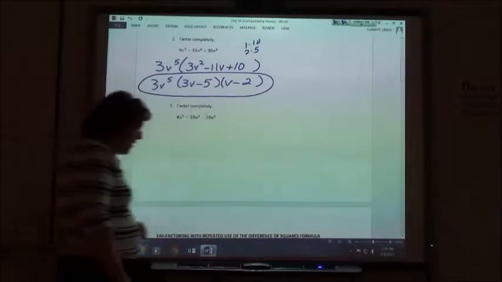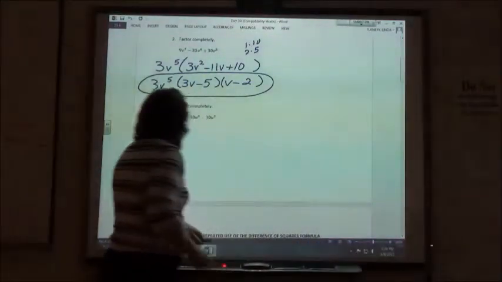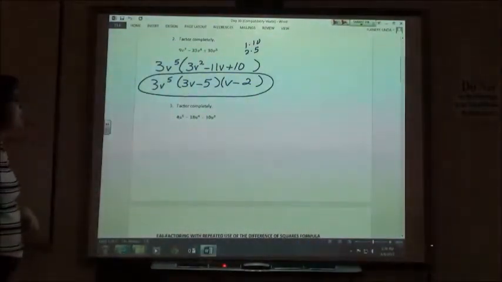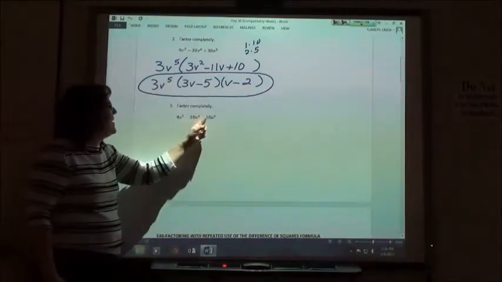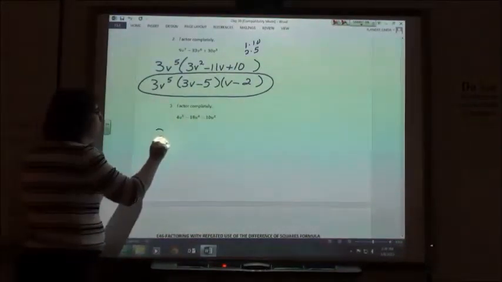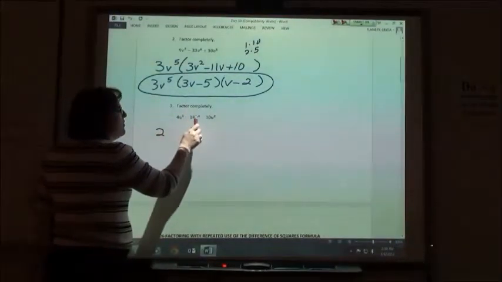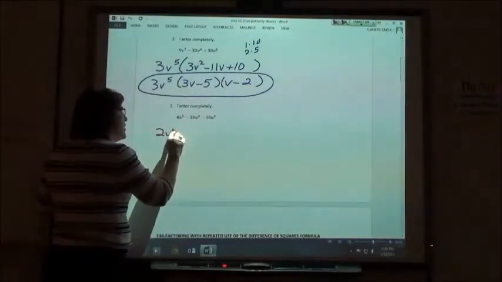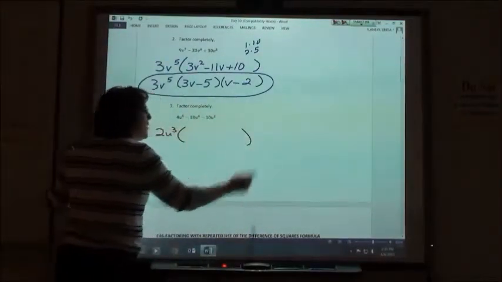Third one, same kind of thing. Tells me to factor completely. I look for my greatest common factor. I have 4, 18, and 10. All of those are divisible by 2. U to the 5th, u to the 4th, and u to the 3rd. So I'm going to use the u to the 3rd since that's my lower exponent.